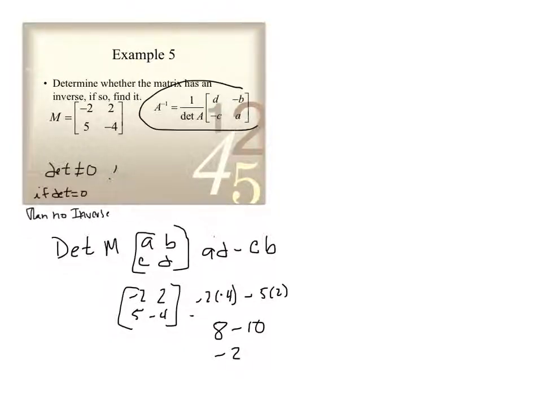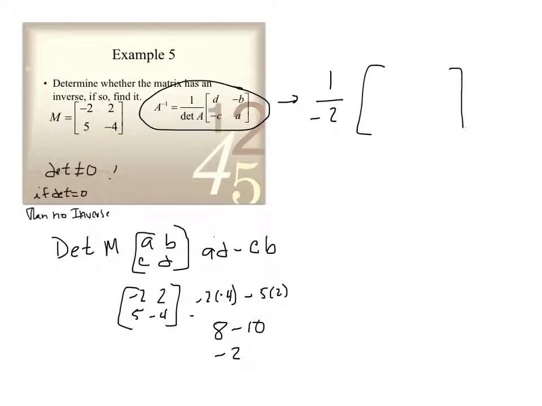And right here we have our formula for an inverse. So now what I want to do is find the inverse of this matrix. The determinant is not 0, so we do have an inverse that we can find. So to find that, I'm going to go up here. It's 1 over the determinant of A. So that means it's 1 over negative 2.